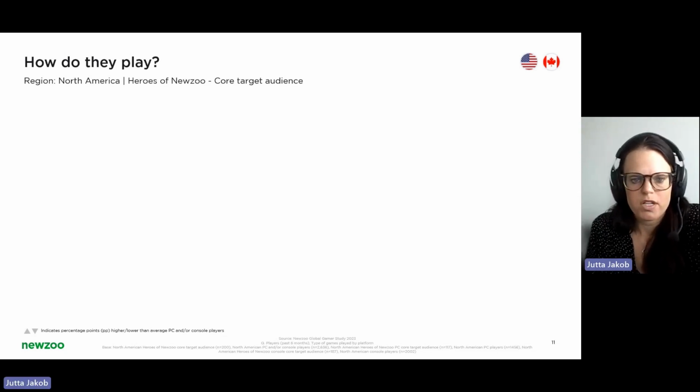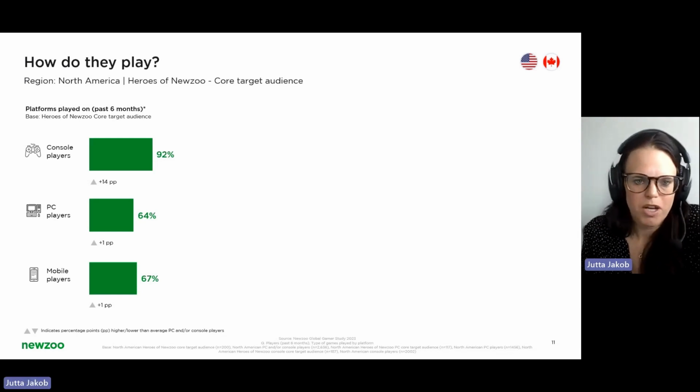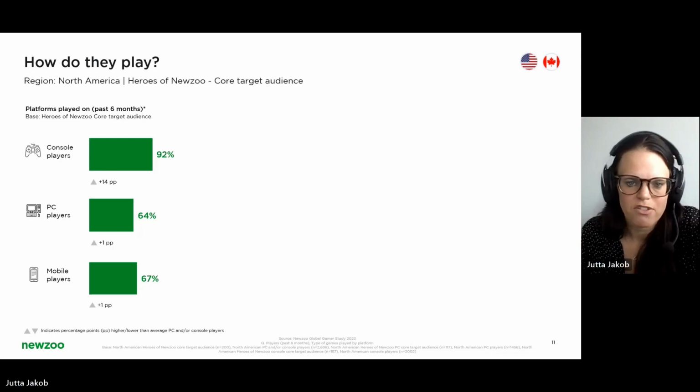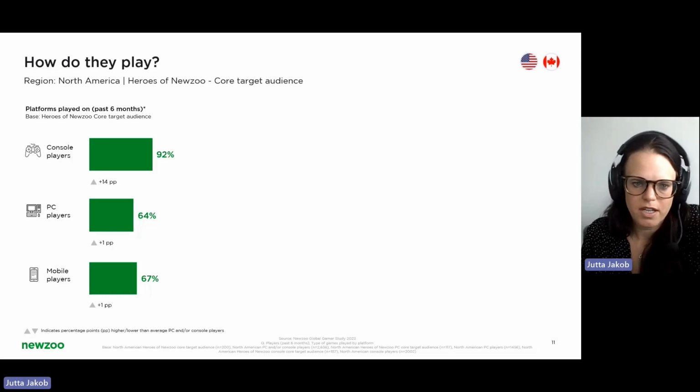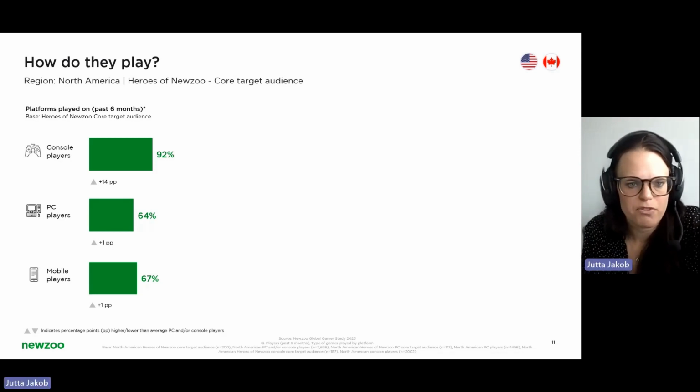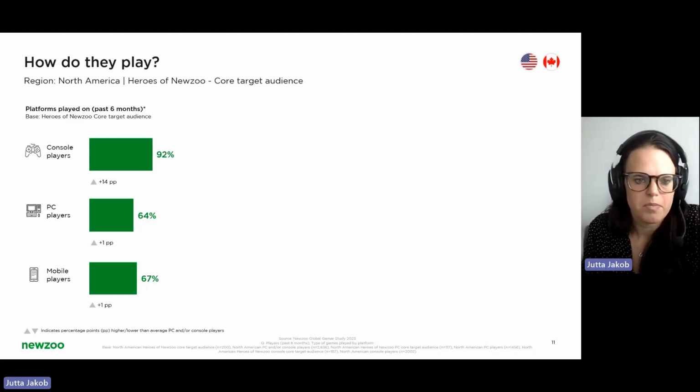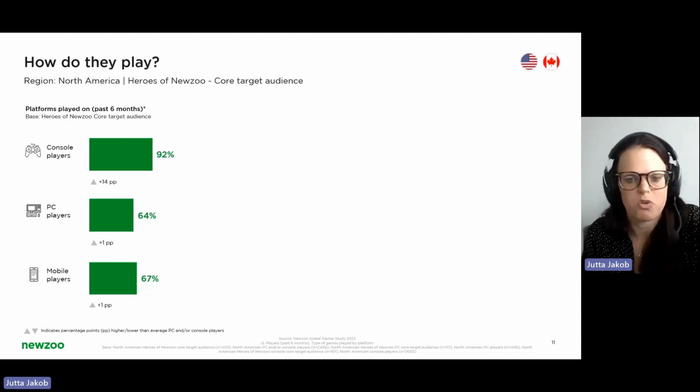Another area to explore is the playing behavior of our core target group. Firstly, let's look at the platforms they play on. Our core target group has a strong preference for console, with nearly every player having played on console in the past 6 months. The arrows indicate the deviation from the average PC and/or console player as a reference. This information could be very valuable if you plan to initially limit the beta or initial release to a specific platform only, such as console, and subsequently expand to other platforms such as PC or even eventually mobile down the track.